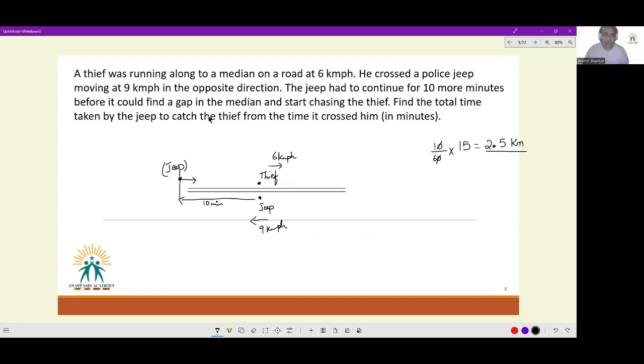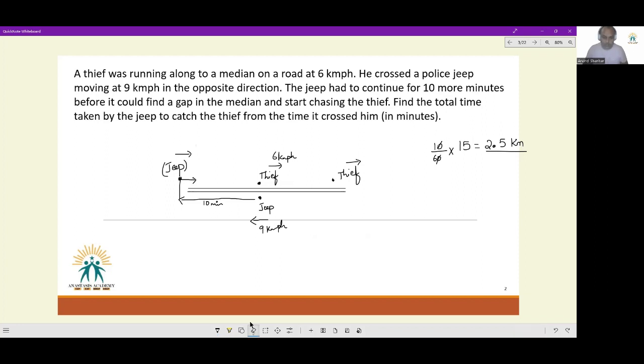Find the total time taken by the jeep to catch the thief from the time that it crossed it. From this instant, when the jeep has made a U-turn, the thief is running forward at the rate of 6. The jeep is chasing him at 9 kmph, and the gap between them is 2.5 kilometers. Understand, diagrammatically, this is not precisely the case, because I think some people will have a challenge to this. In the time that the jeep has gone forward, the thief would have also gone forward some distance. Thief would have managed to reach here.